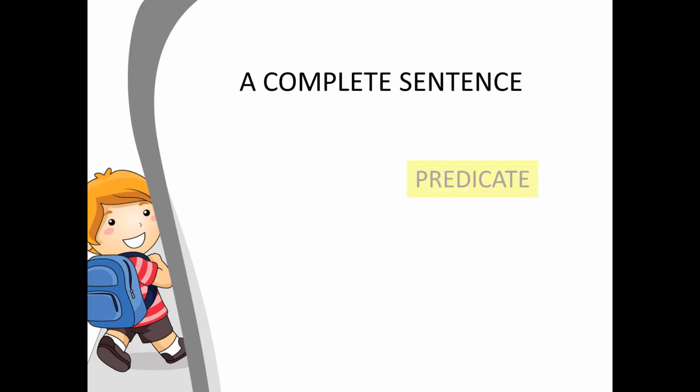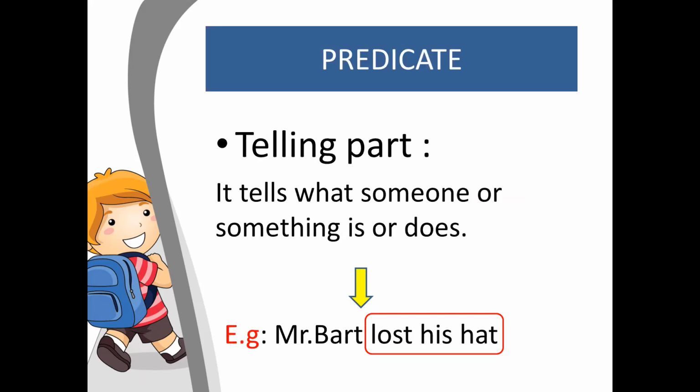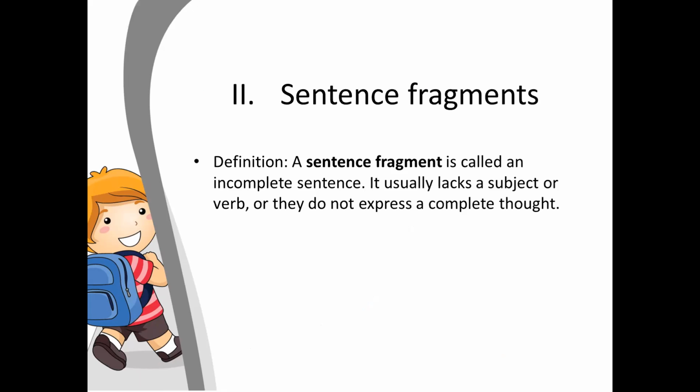So next we are going to study the predicate. It means the telling part. Yeah, the predicate, the telling part, tells what someone or something is or does. For example, Mr. Boris lost his hat. Can you see what the predicate is? The predicate here is lost his hat, and the subject is Mr. Boris, right? Yeah, correct. You are very good.